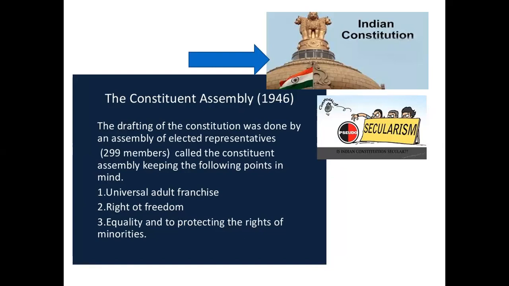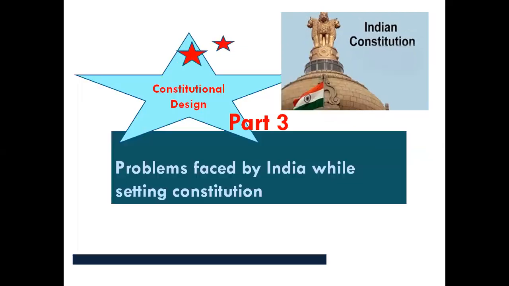Next, what are the steps of making our constitution? The Constituent Assembly was formed. This is a very important point, how our constitution was prepared. Before this, I explained what the problems were and where we got these ideas from. Now, what were the steps of making our constitution? The first step: the drafting of the constitution was done with 299 members. And at that time we decided that universal adult franchise, right to freedom and equal protection would be given.